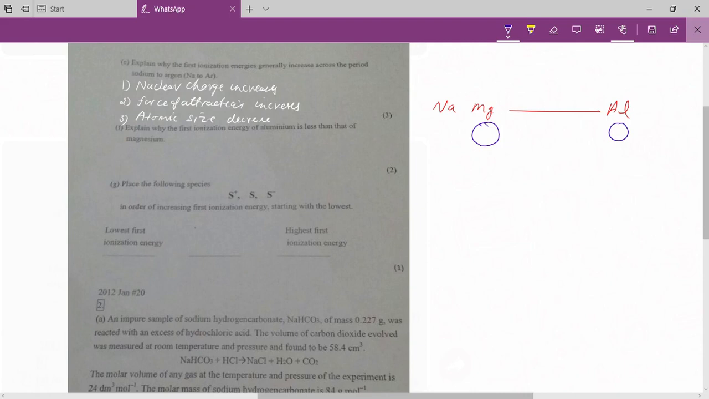Okay, so that means here the force of attraction will be less, and here the force of attraction will be greater. Understand? So where the force of attraction is less, the ionization energy will be less, and where the force of attraction is greater, the ionization energy is greater. That's it, the answer. 100%, yeah, that's the reason.